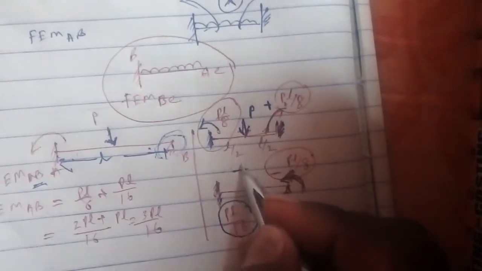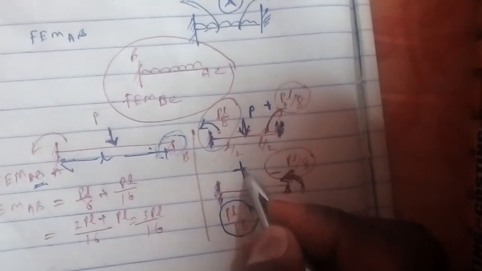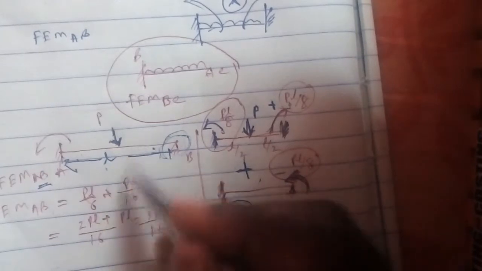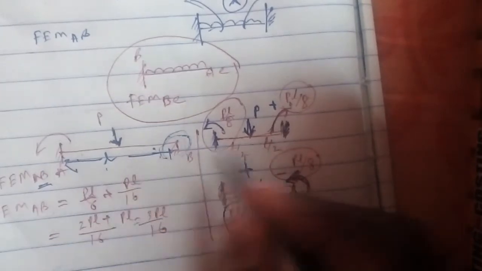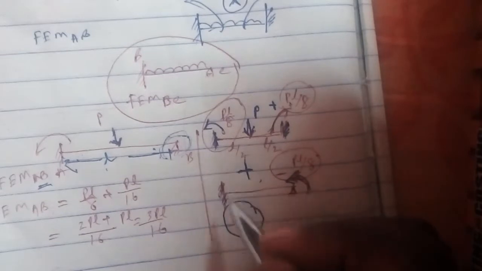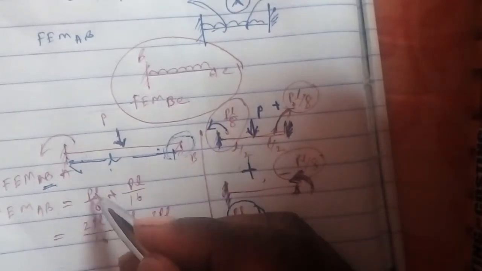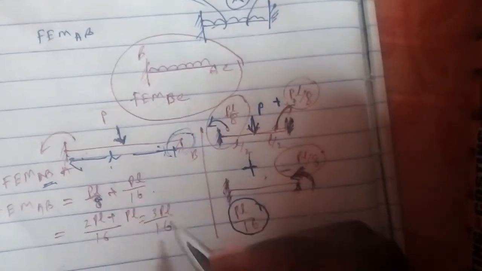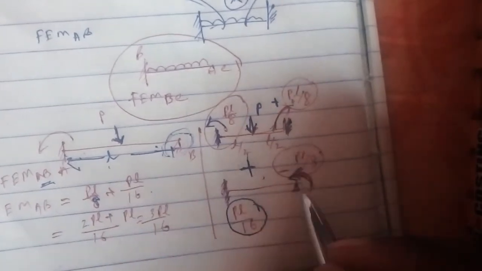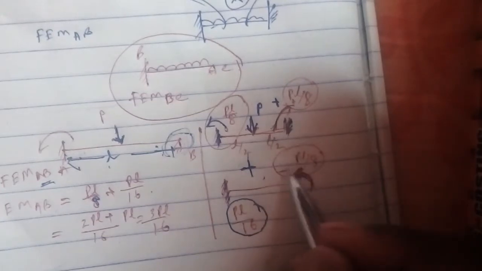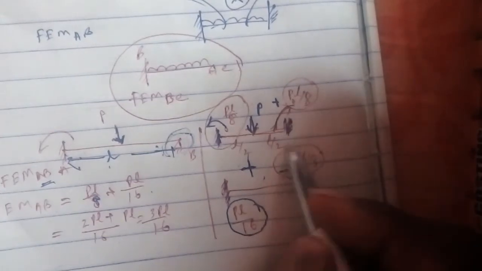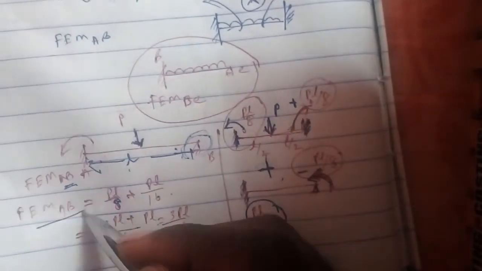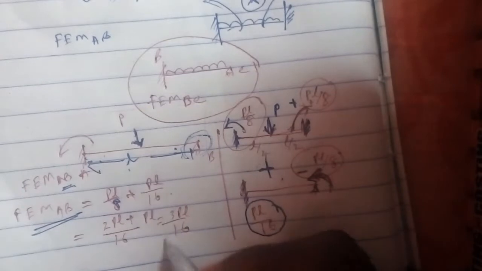If we add these two beams, it will be similar to the original one. The moment at the fixed end will be PL by 8 plus PL by 16, that is 3PL by 16, and the net moment at the hinge point will be minus PL by 8 plus PL by 8, so it will be 0. So the fixed end moment for AB from A to B will be 3PL by 16.